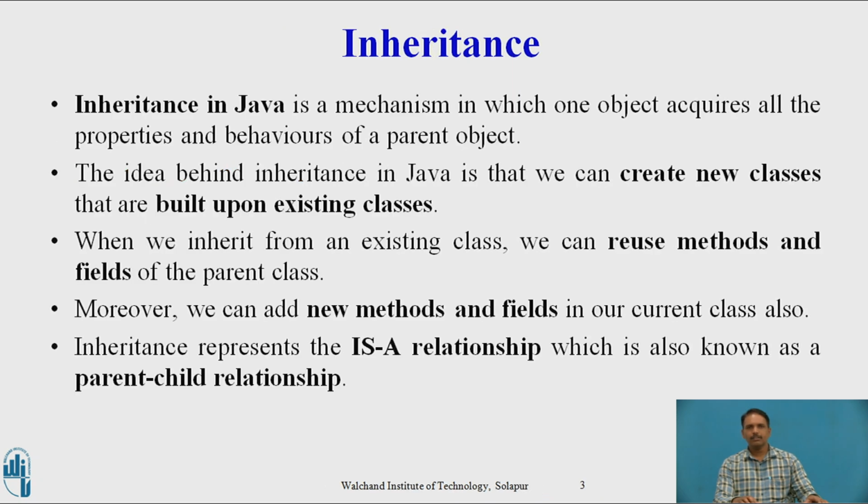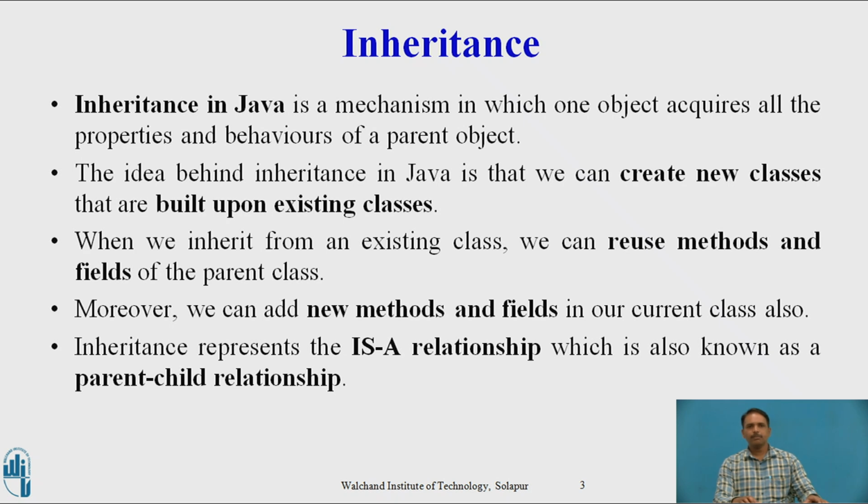Let us first understand what we mean by inheritance. Inheritance in Java, or in the object oriented paradigm, is a mechanism in which one object acquires the properties and behaviors of its parent object. The idea behind inheritance in Java is that we can create new classes that are built upon existing classes. This leads to the concept of reusability. It means instead of implementing what already exists, we can reuse it.